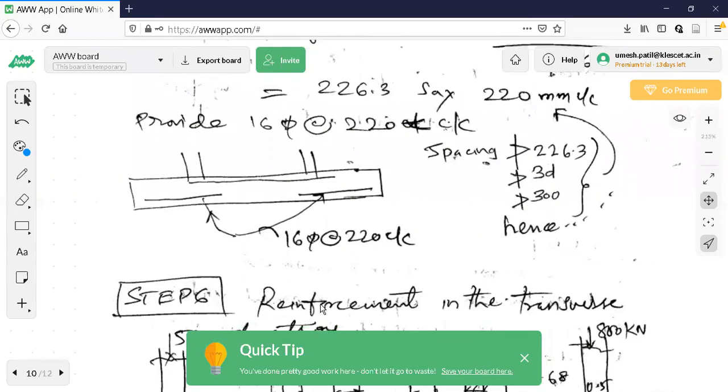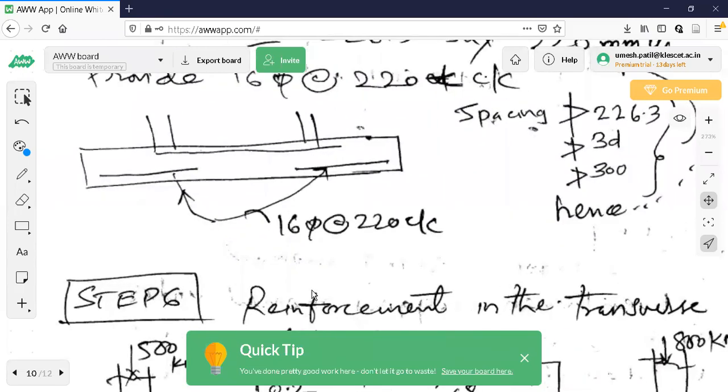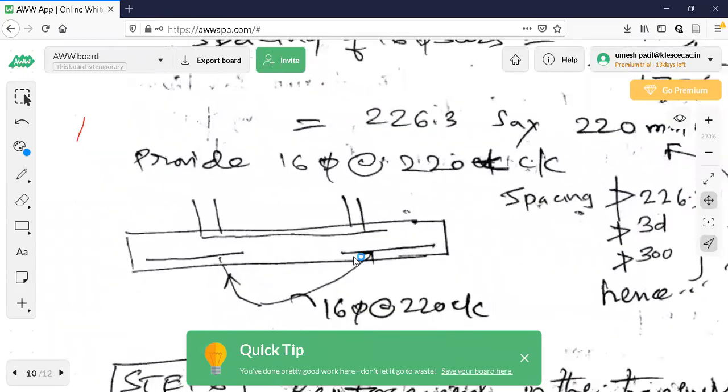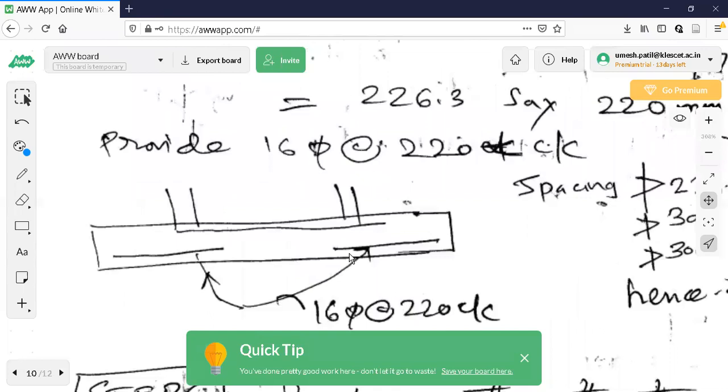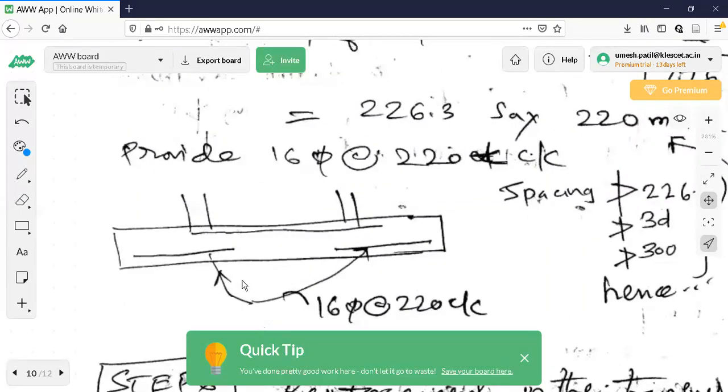In transverse, one more step is there. So now observe this. Top bar is due to hogging, 16 mm. All these three bars are 16 mm only. These two are of same spacing because I have considered the same bending moment, whichever was higher, for calculating the diameter and spacing of these two bars. Because of hogging moment near the column, the rods are provided in the tension zone.